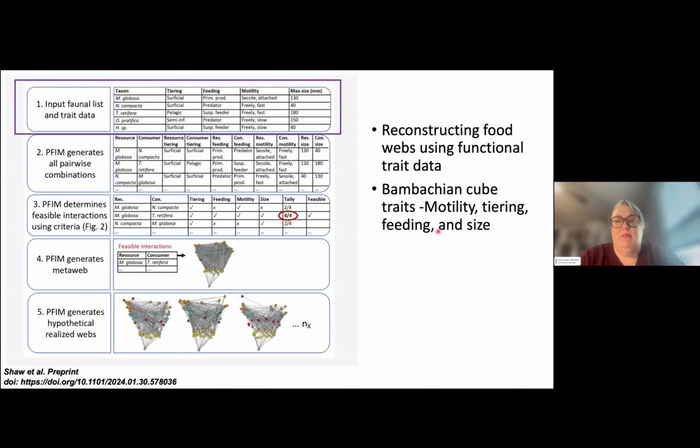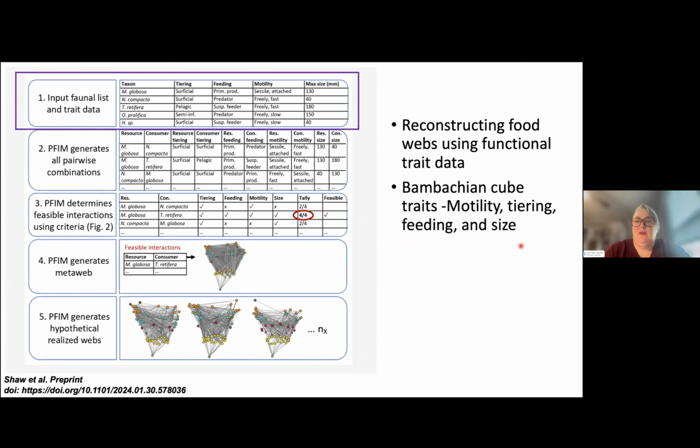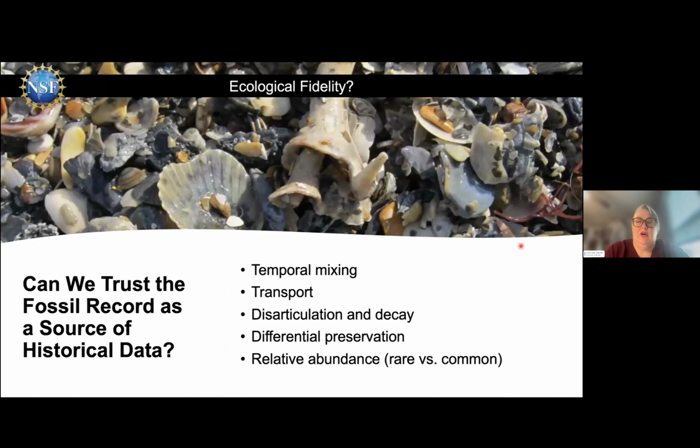Here, the Bombachian traits, motility, tearing, and feeding, are the input directly for the construction of the food webs, and they're the main input with the addition of body size, which is also a functional trait. So functional traits are a huge component of constructing this food web. If these aren't reliable, we can't ask those questions with food webs, and we'd have to think about how we interpret food webs through geologic time and in the fossil record in particular.